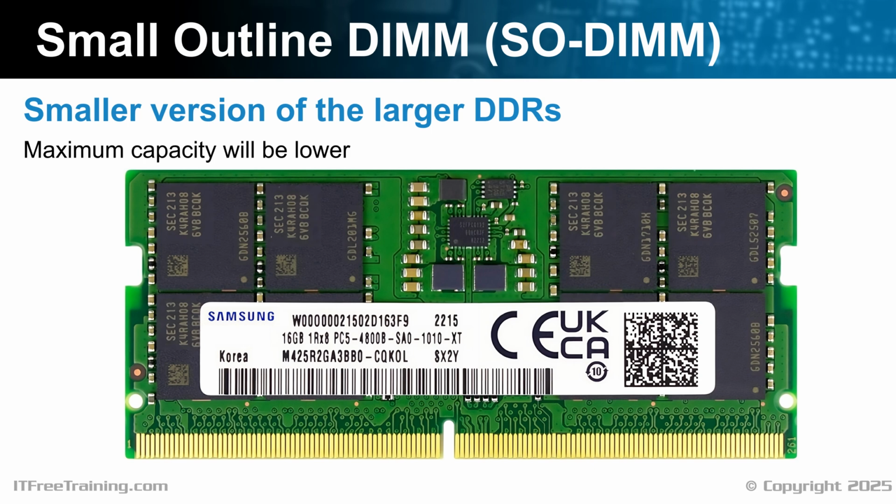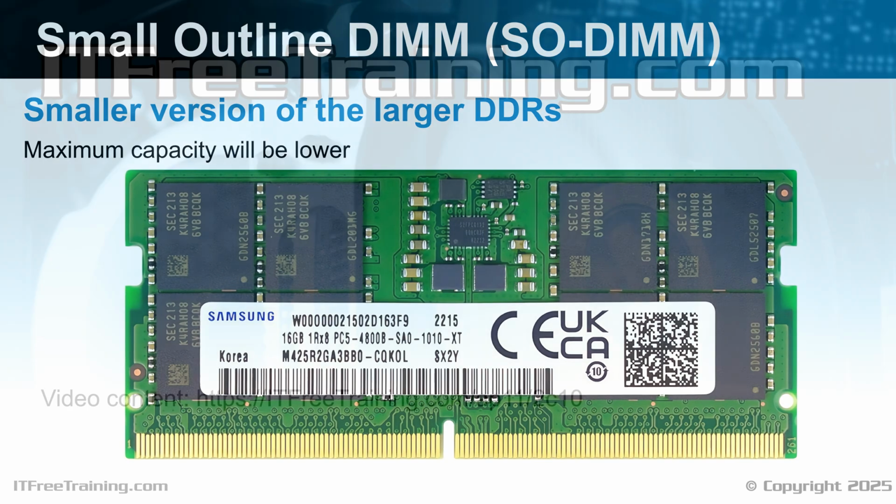Normally, when you make things smaller in computing, there is a trade-off. In this case, it is maximum capacity and performance. Keep in mind that if you purchase a good quality SO-DIMM, it may outperform a low-quality DDR memory module.